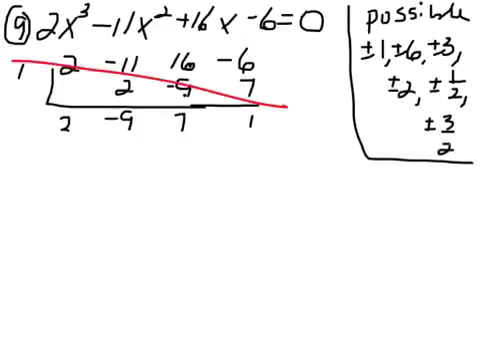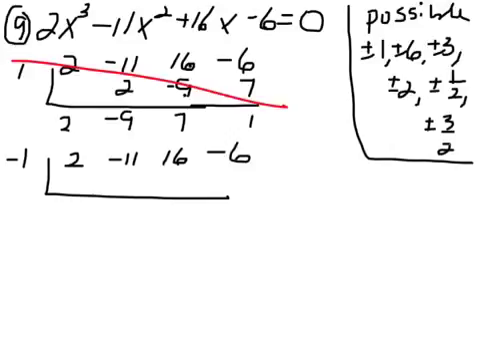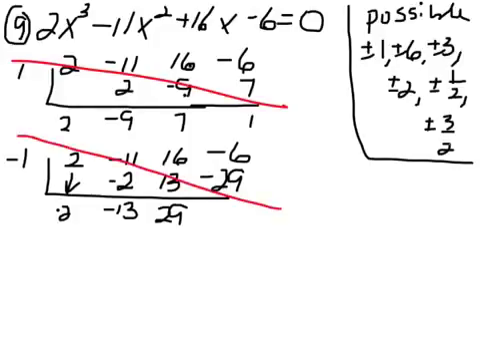Now I'm going to try negative 1. I always just start with the integers. So 2, negative 11, 16, negative 6. Drop down your 2. Negative 1 times 2 is negative 2. Negative 11 and negative 2 is negative 13. Negative 1 times negative 13 is a positive 13. That's going to be 29. Negative 1 times 29 is negative 29. It really doesn't matter what that adds up to because it's not 0, so that one's not going to work either. I'm going to go to 2 next, and then I'll try negative 2 if that one doesn't work.